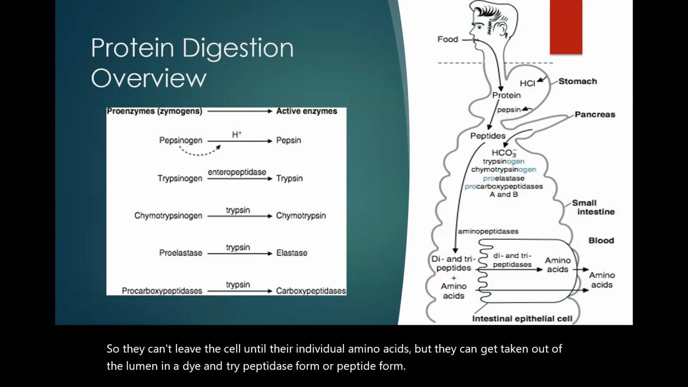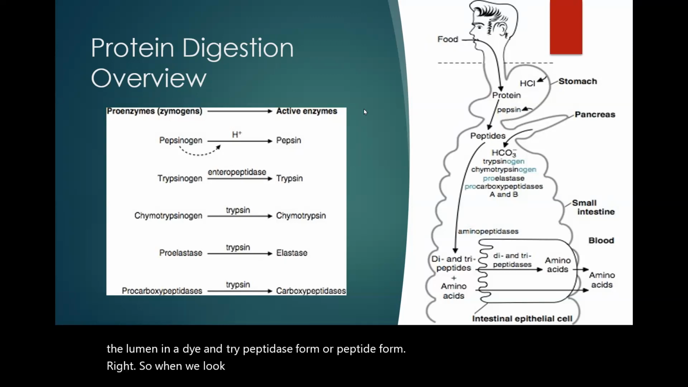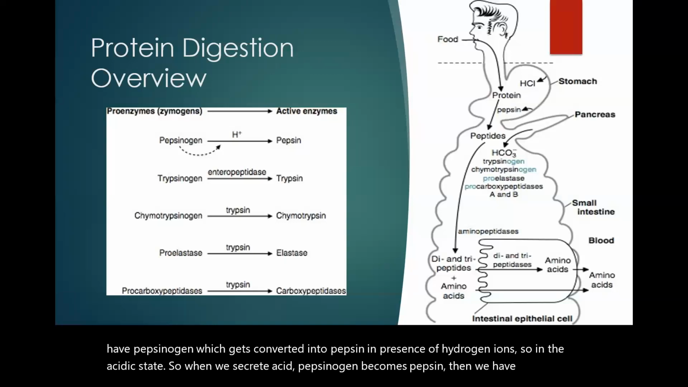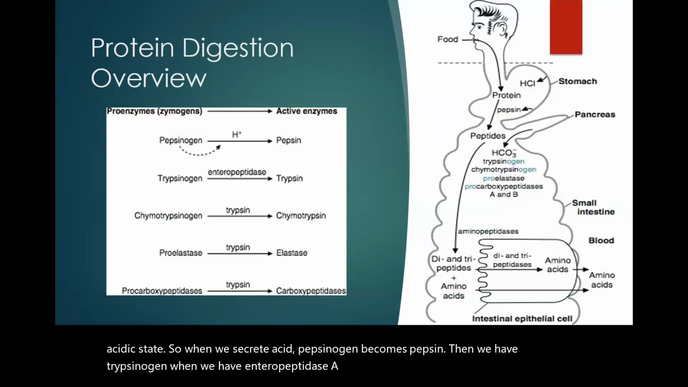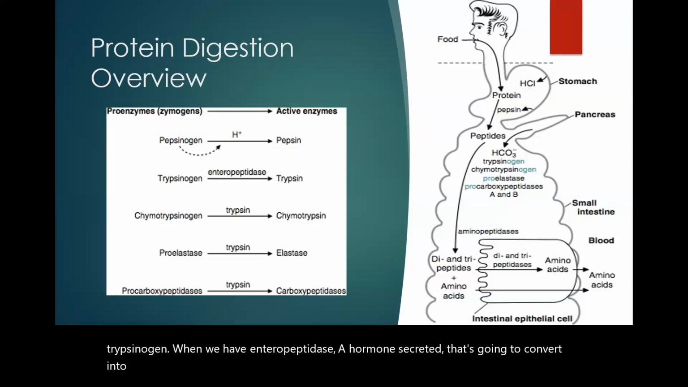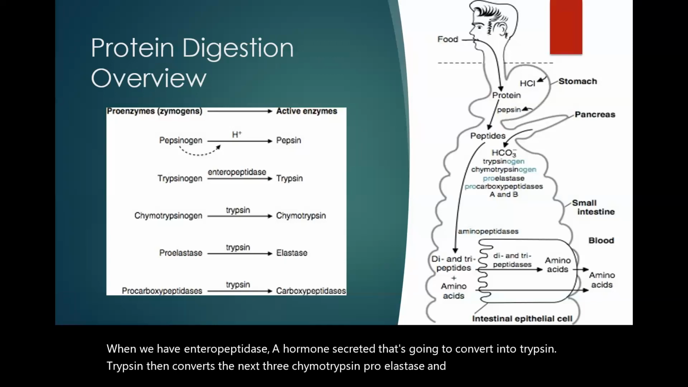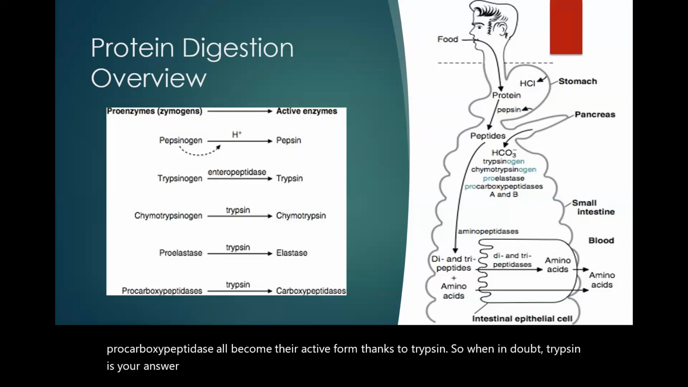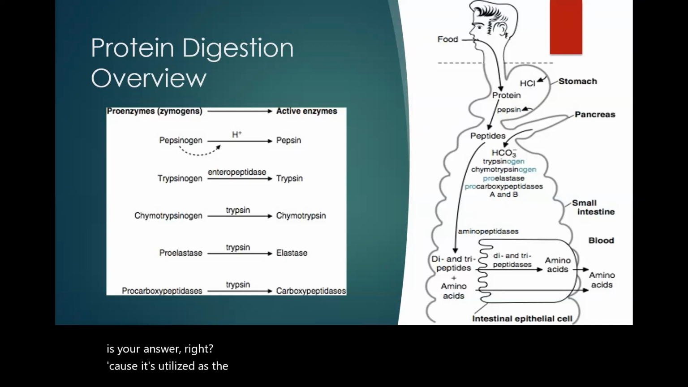Okay, great. So when we look at our proenzymes or our zymogens versus our active enzymes, we have pepsinogen, which gets converted into pepsin in presence of hydrogen ions, so in the acidic state. So when we secrete acid, pepsinogen becomes pepsin. Then we have trypsinogen, and enteropeptidase, a hormone secreted, is going to convert it into trypsin. Trypsin then converts the next three. Chymotrypsinogen, proelastase, and procarboxypeptidase all become their active form thanks to trypsin. So when in doubt, trypsin's your answer, right? Because it's utilized as the converter, the activator in most of these protease processes.